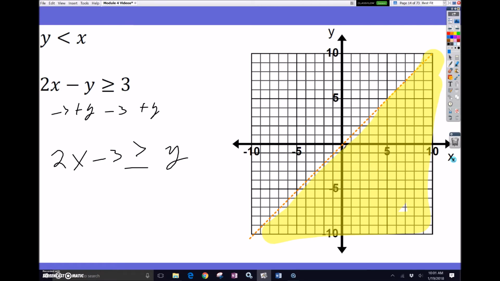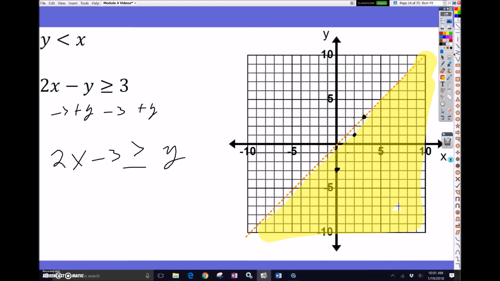So if I go down to negative 3, 1, 2, 3, and I put a dot right there, and then I go up 2, over 1, up 2, over 1, up 2, over 1, we're going to have a line that looks something like this. Now this is going to be a solid line. I'm going to go ahead and draw it in black. It's going to be a solid line.